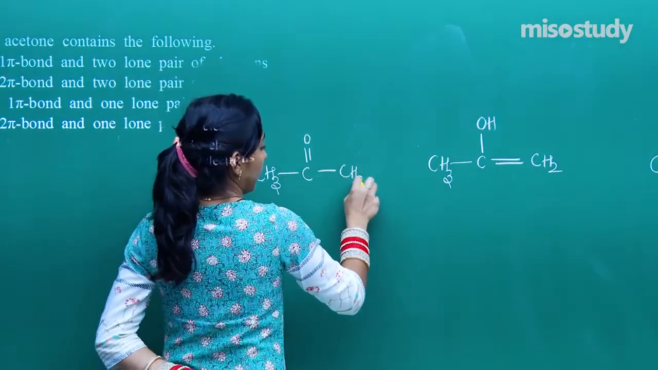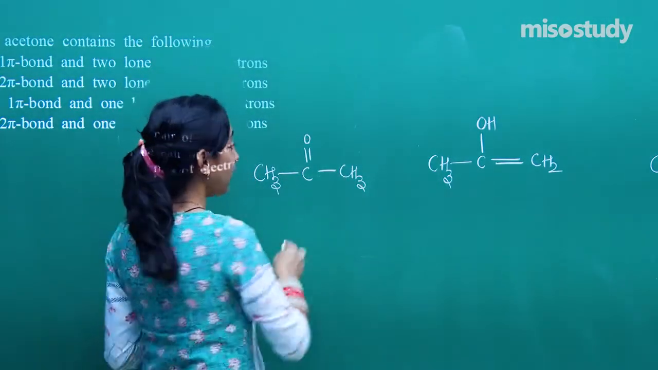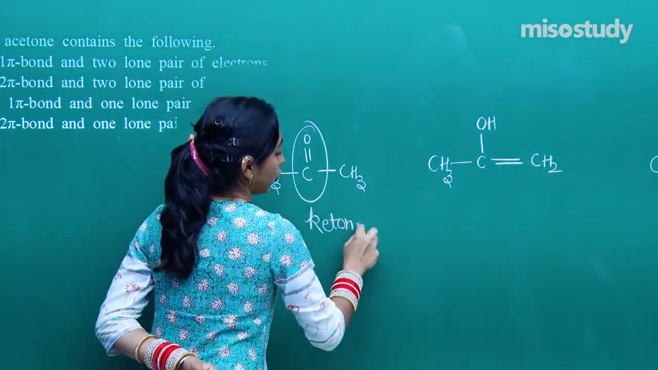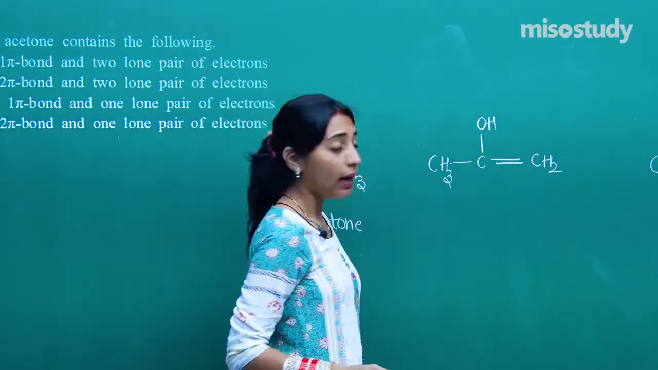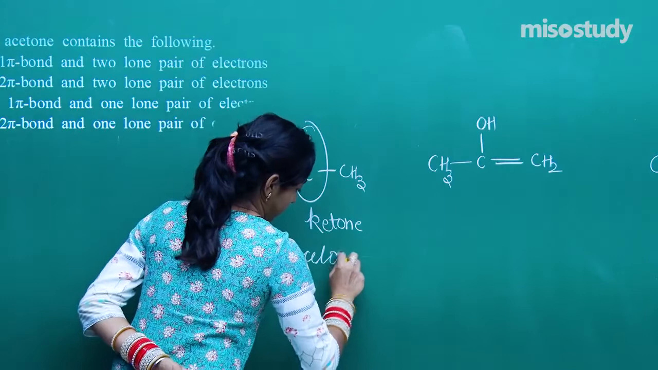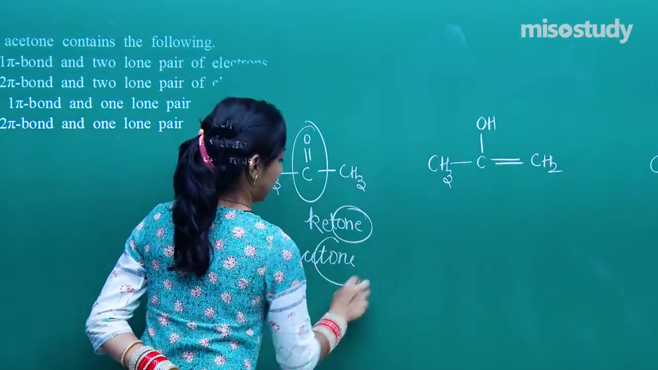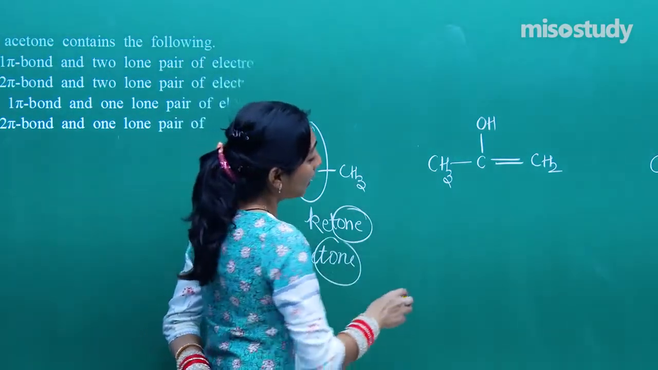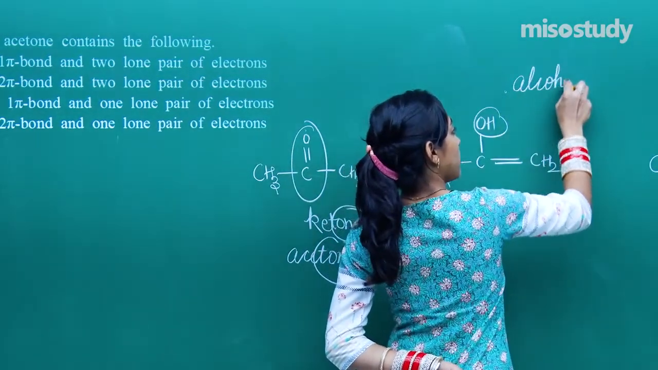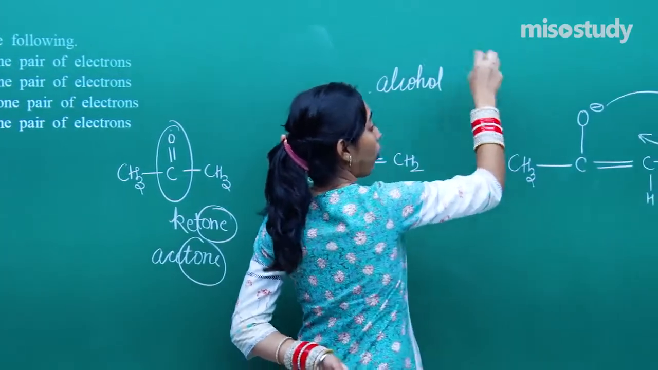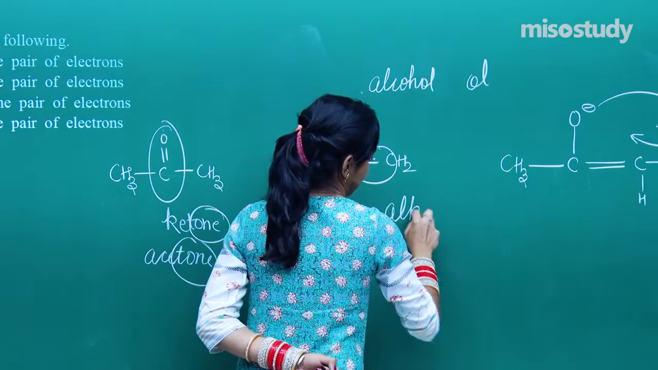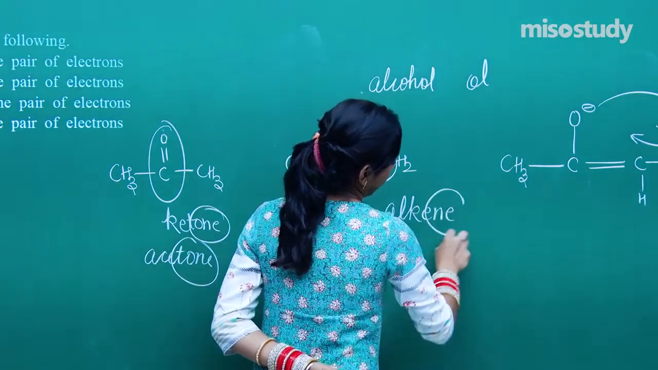Okay. Earlier, the acetone could be written as CH3COCH3, right? And this you can see was a ketone. So this was the ketonic form of acetone. So that is why the name acetone. Clear? Now see, this is becoming alcohol. So alcohol can be written as ol, right? And this is becoming alkene. So you can see ene.